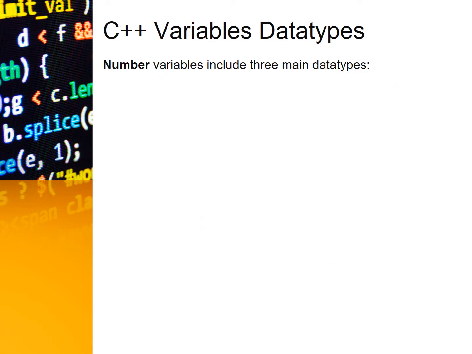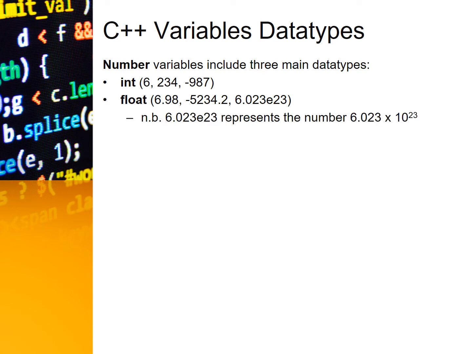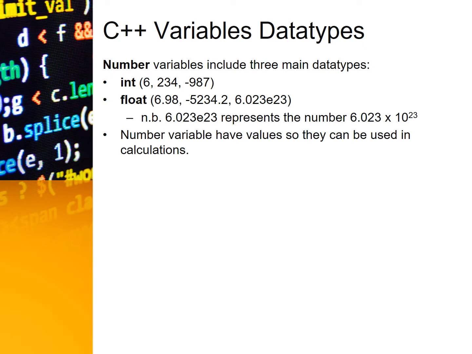Number variables have three main types. There's integer, which are whole numbers including 0. Floats, which are any number with decimal places. Just note that the E23 represents the number 6.023 by 10 to the 23. It might be familiar to some of you. Number variables have values, so they can be used in calculations.